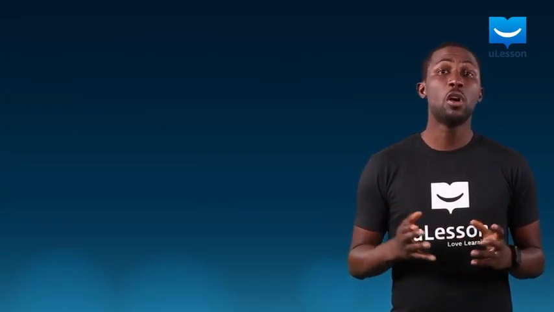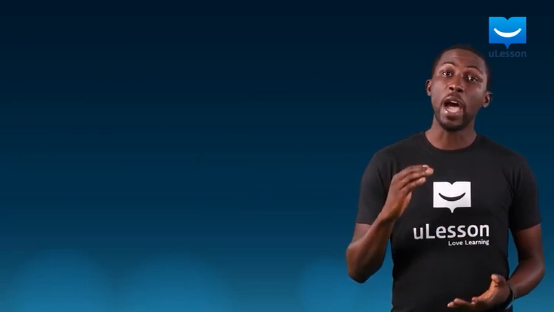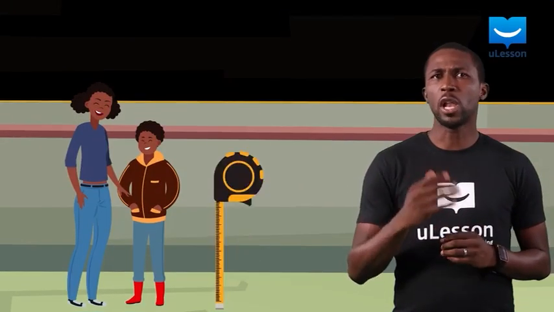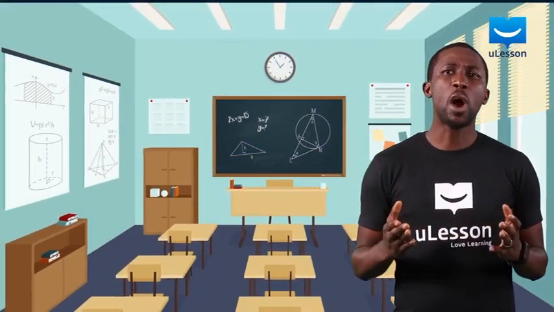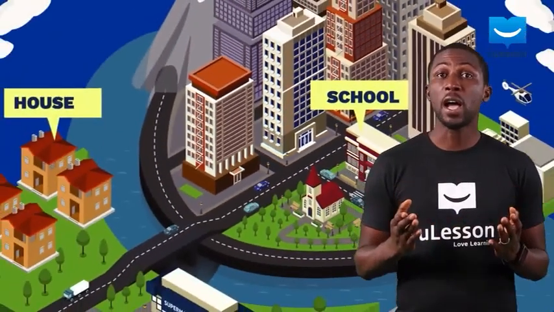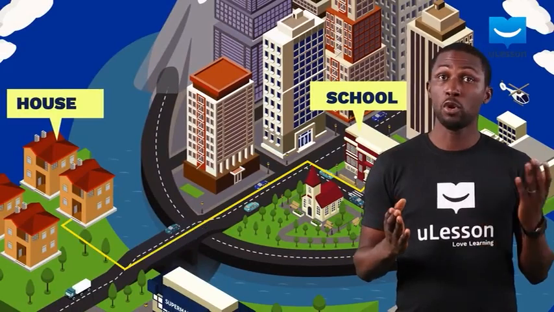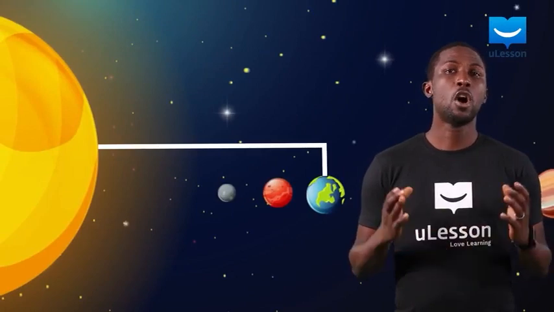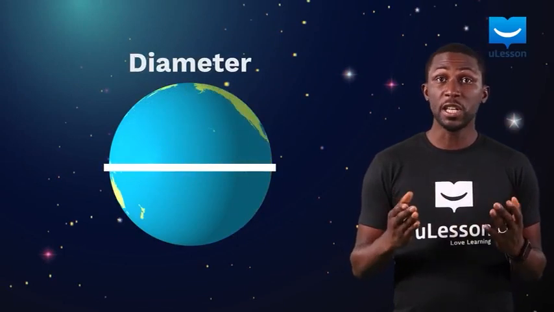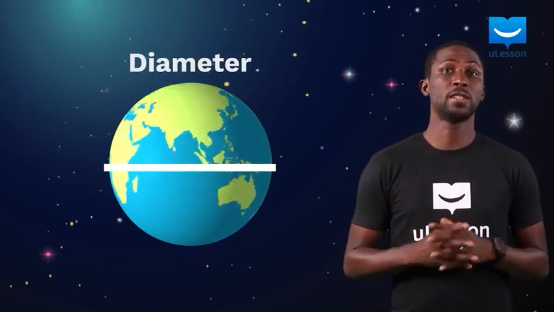Length is a measure of how long or wide an object is. For instance, how tall are you? How wide is the floor of your classroom? How far is your school from your house? Or how far is it from the sun to the earth? All these are length. Even the diameter of the earth or the thickness of your hair is length.